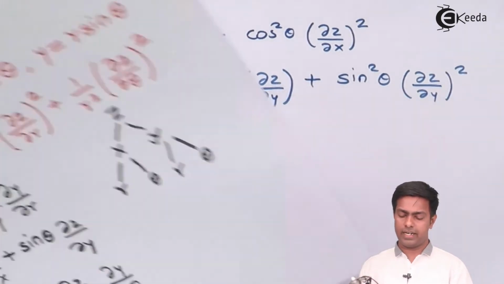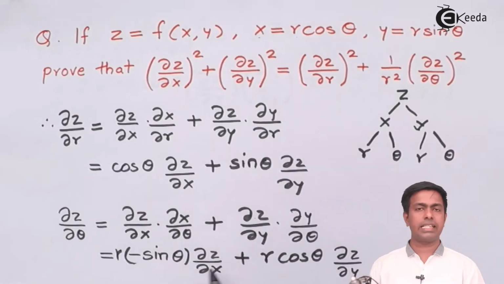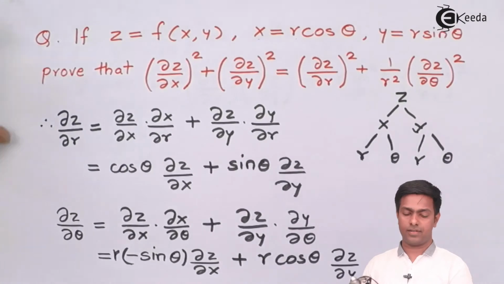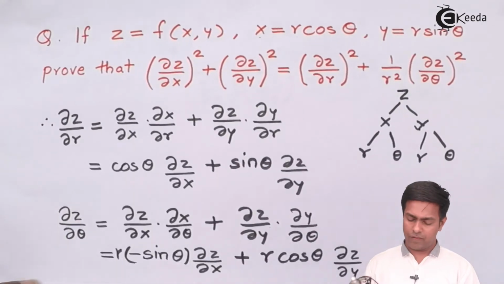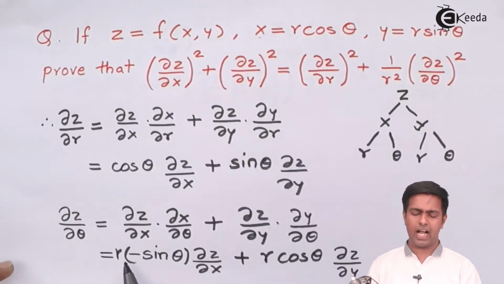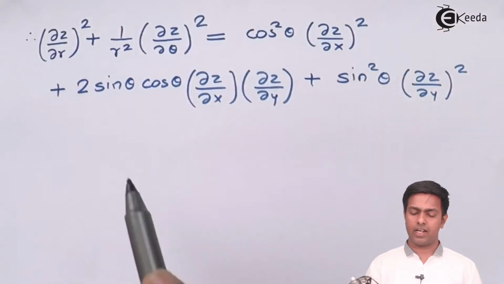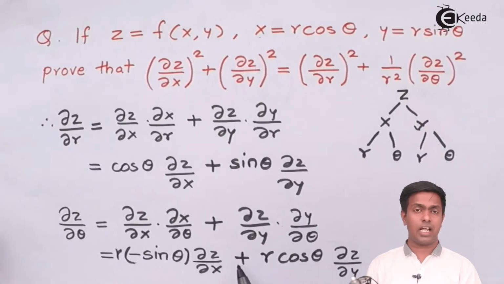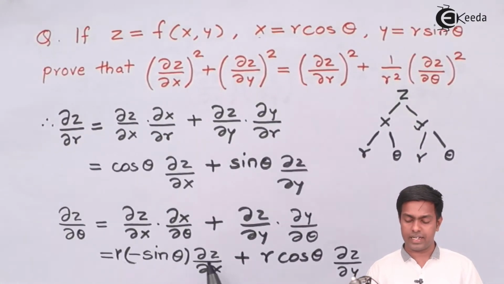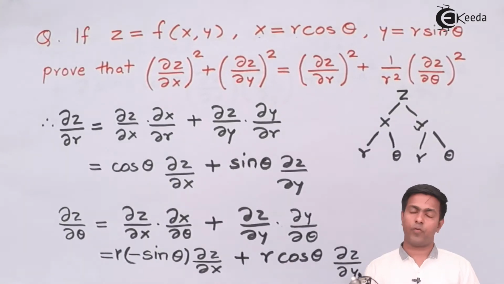So value of del z by del theta is this. Now we have to find out square of this and we have to multiply it with 1 upon r square. Now guys, one thing, that here we have r in both the terms, so I can take r outside, and when we do the square, we'll get square of r also. So that square of r will get cancelled with this r square. So we'll not write this r square. It means now we have the term as negative sine theta del z by del x plus cos theta del z by del y, and we have to find out square of this.